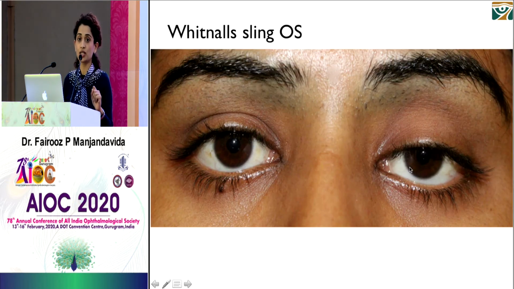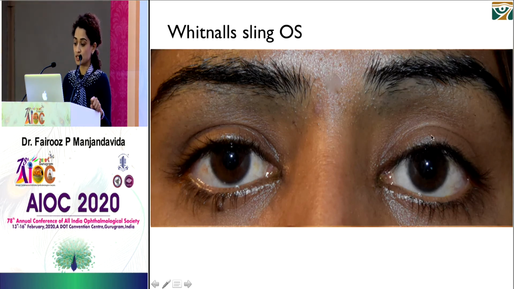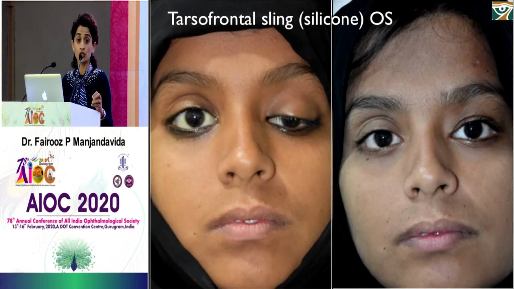Whitnall sling surgery, again in severe ptosis, you do, and she actually received a lid crease formation also, an artificially created lid crease over there. Tarsofrontalis sling, yes, we do in severe ptosis where the LPS action is very, very poor.